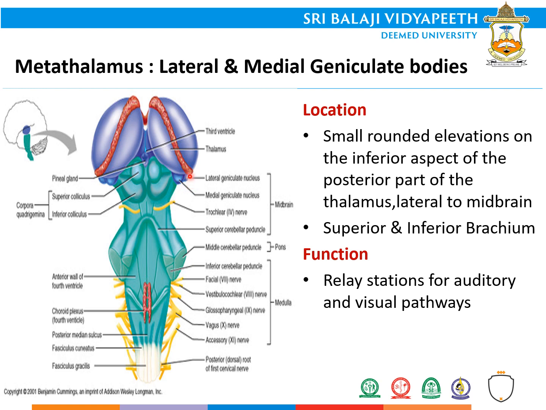Now the lateral geniculate body is connected to the superior colliculus through the superior brachium. And the medial geniculate body is connected to the inferior colliculus. So this is the superior colliculus and this is the inferior colliculus. The medial geniculate body is connected to the inferior colliculus through the inferior brachium. Now what is the basic function here? The medial and the lateral geniculate bodies are relay stations for auditory and visual pathways, the medial being for hearing and the lateral geniculate body being for vision.